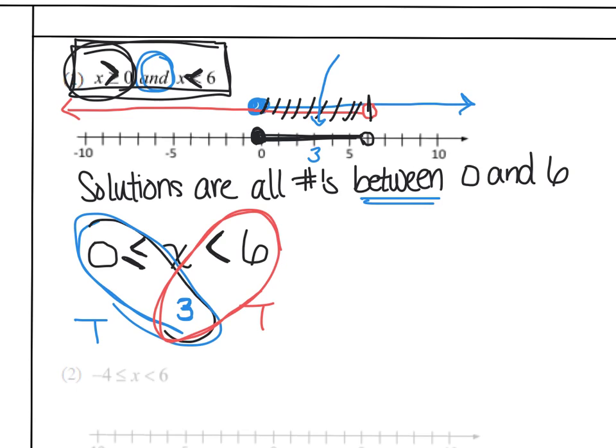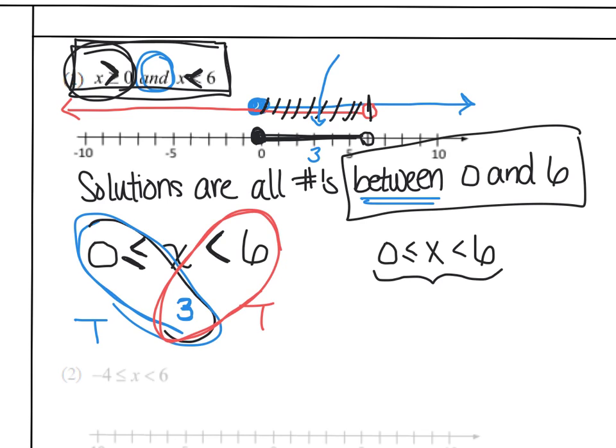My final inequality is 0 less than or equal to x is less than 6. We want to start reading this as x being all the numbers between 0 and 6. If you look at it, in the final inequality, the x is actually in between the 0 and the 6.